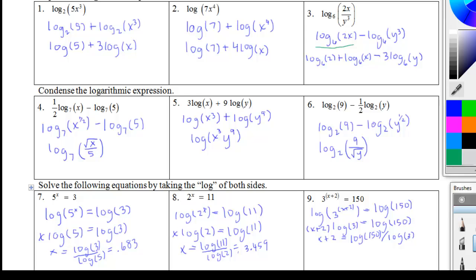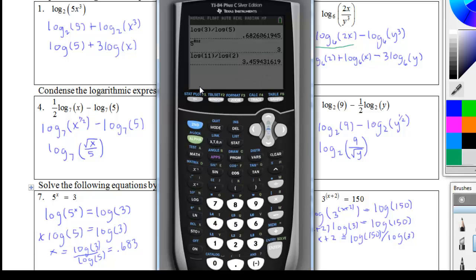So let's look at it on the calculator since I'm out of room on the bottom of the screen there. So it would be log of 150 divided by log of 3, and then get that expression and then subtract 2. Now the order of operations will do the division before the subtraction, so I can do it all on one line and press enter, and the answer to my equation here for the last one is 2.56.